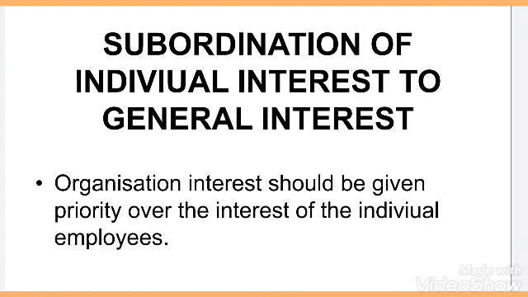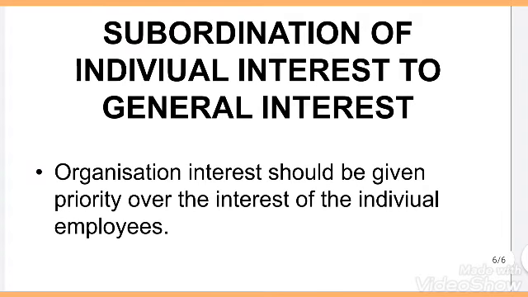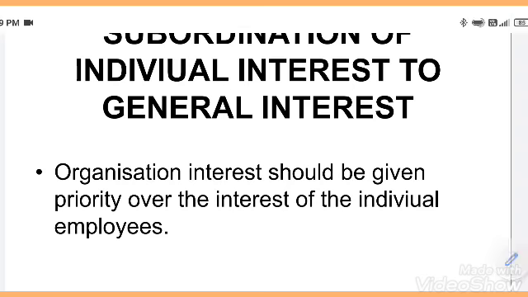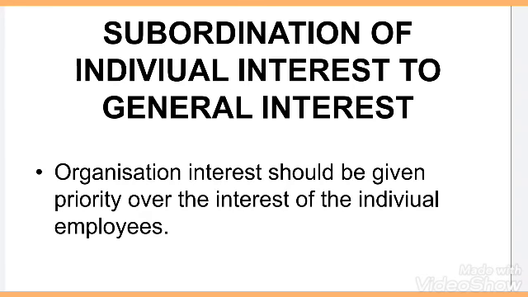As the name suggests, there are two types of interest in any organization. One is individual interest and the other is general interest. Individual interest talks about the employees' or subordinates' interest, whereas the general interest is the organization's interest. I have already written here that organization interest should be given priority over the interest of the individual employees. I'll give you one basic example for this.